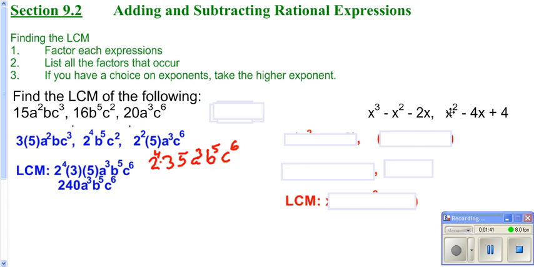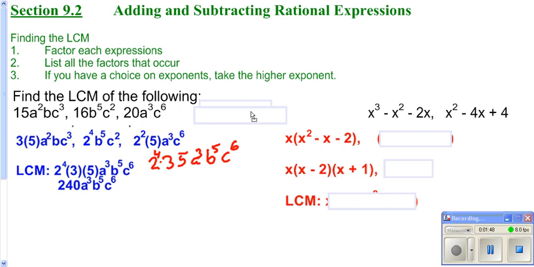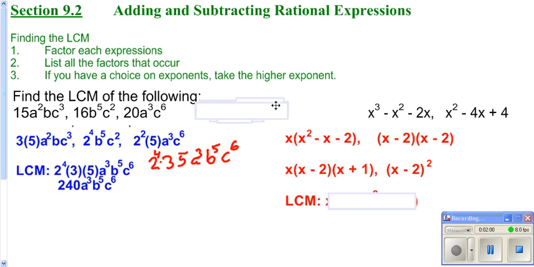Same approach over here. You want to do the same thing. You want to go ahead and factor. Factor the first one, which factors down to this, pulling out your greatest common factor and then factoring what's left. Taking a look at the second one, you want to factor that. Since it's two identical parentheses, you could write it as one parenthesis all squared.